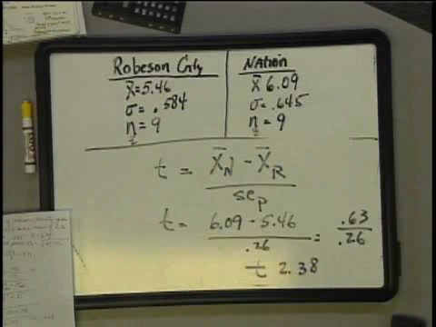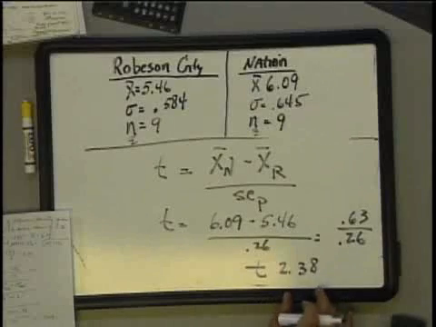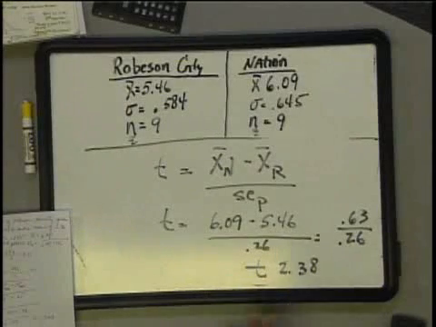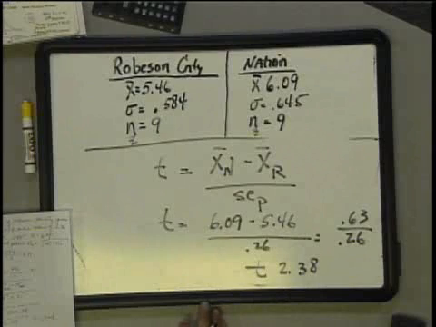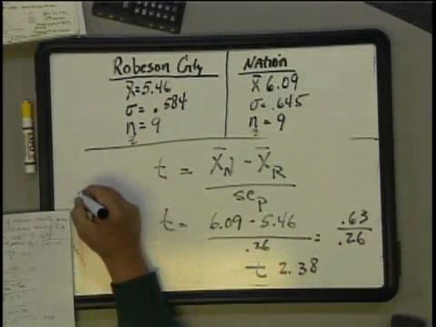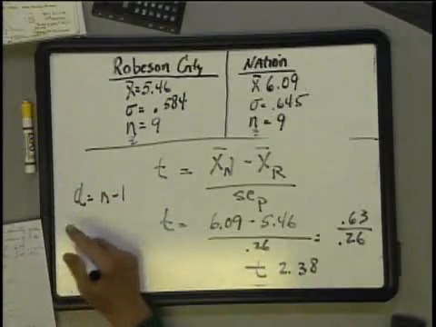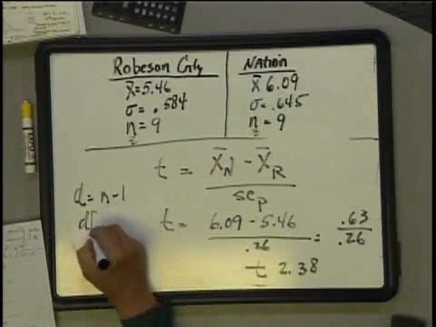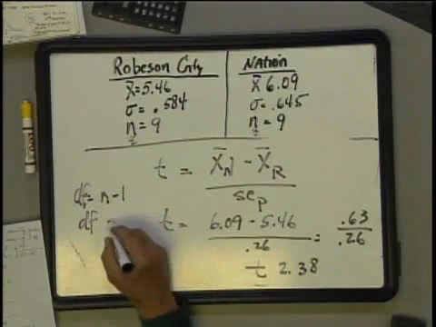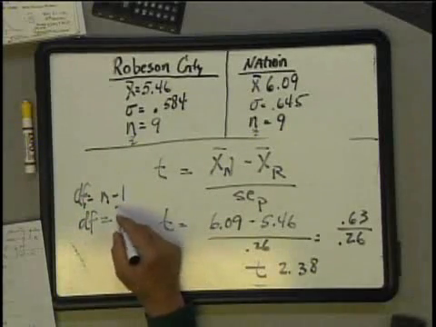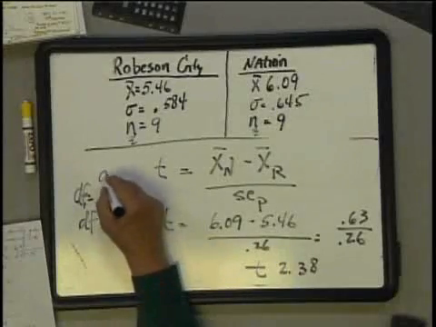Now, what else do we need here that we haven't determined? If we're going to look at the T table, we need to know the value for T, we need to know our percentage, and we need to know the degrees of freedom, right? So our degrees of freedom here is n minus 1. So degrees of freedom are going to equal 8, right? 9 minus 1.